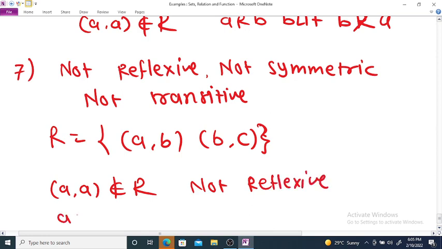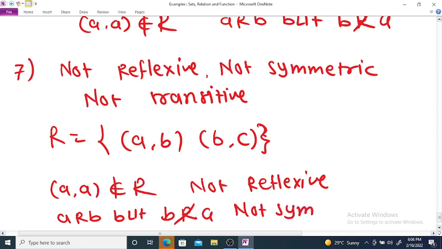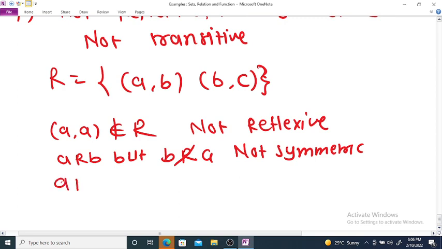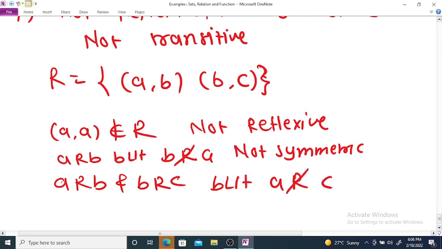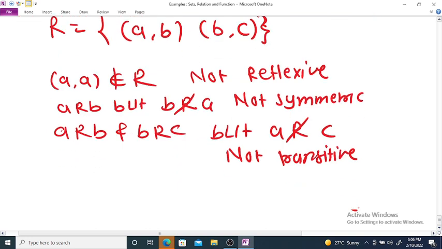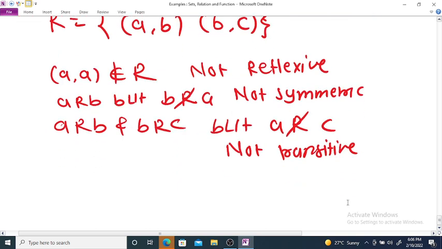Again, you can check here, A related to B, but B does not related to A, and therefore not symmetric. Again, you can check A related to B and B related to C, but A does not related to C, and therefore the given relation is not transitive. So you can check, it is neither reflexive nor symmetric nor transitive.